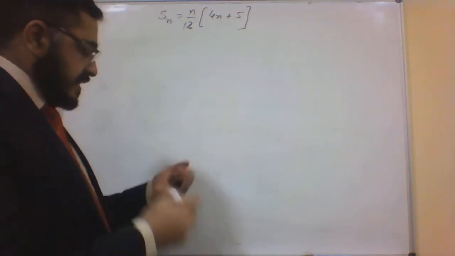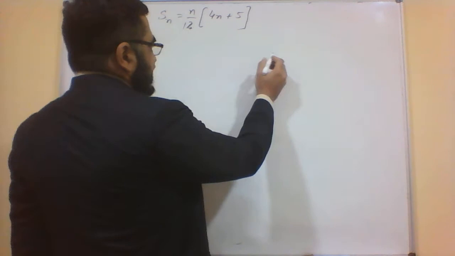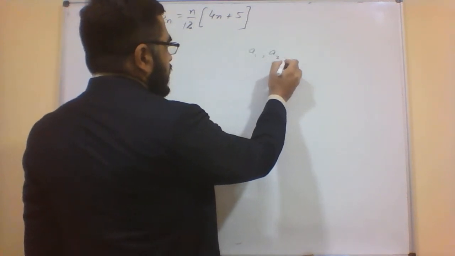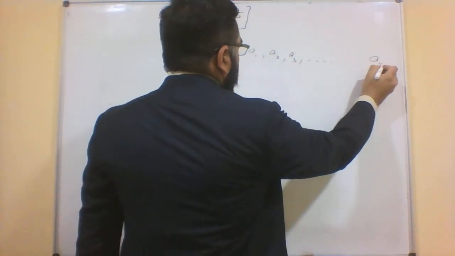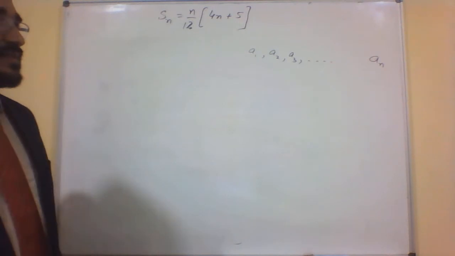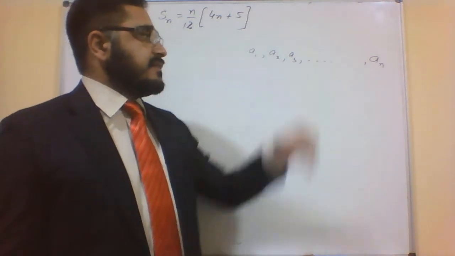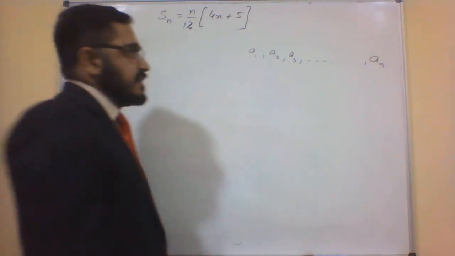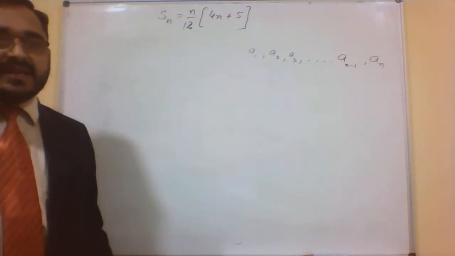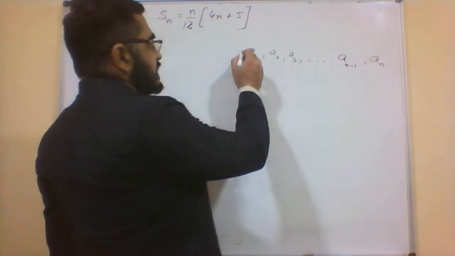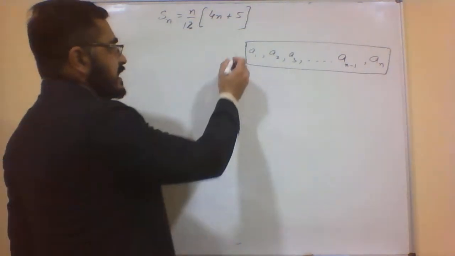How can we get the expression for the nth term? Suppose here we have the sequence A1, A2, A3 up to so on An. What will be the second last term here? As the last term is An, the second last term will be An minus 1. The sum of this series up to n terms will be Sn.